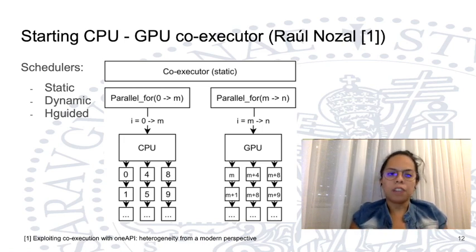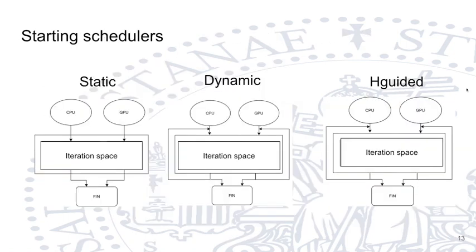This tool has three kinds of schedulers: the static, the dynamic, and the HGuided. Schedulers are used to automatically distribute the workload among devices, in this case a CPU and a GPU. The static scheduler divides the problem in two parts, assigning a percentage of the workload to each device.